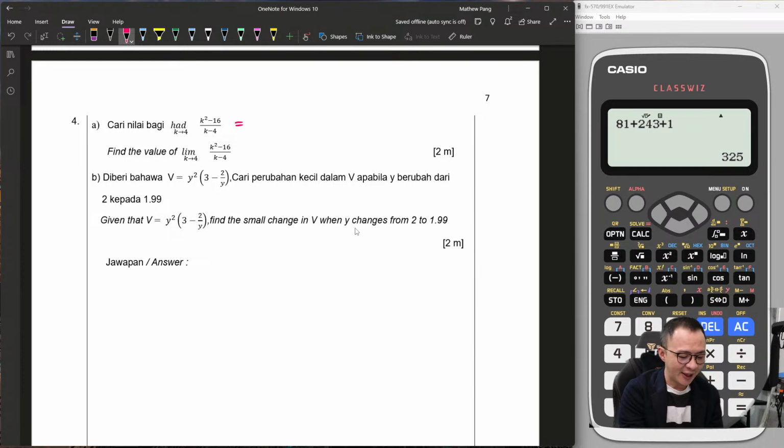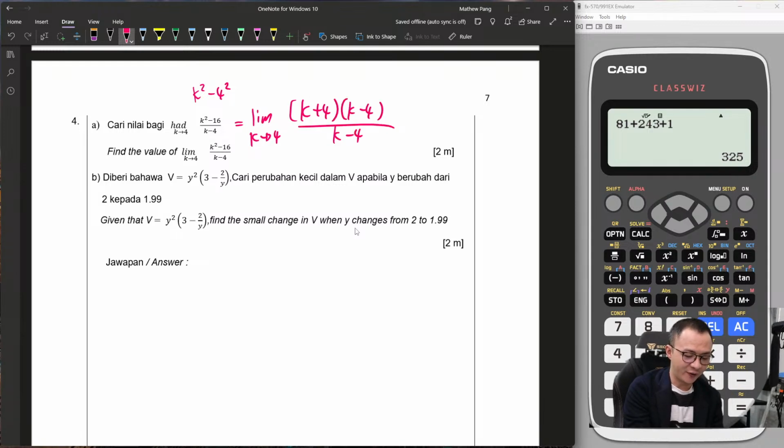So k squared minus 16, we know 16 is 4 squared, right? So k squared minus 4 squared, we can expand it. In English we call it limits. So the limit as k approaches 4 of k plus 4, k minus 4 over k minus 4. Then I simplify. Then I plug in 4 plus 4, which is 8. 2 marks. Okay, quite easy if you understand this one.